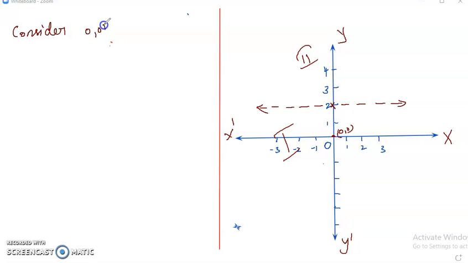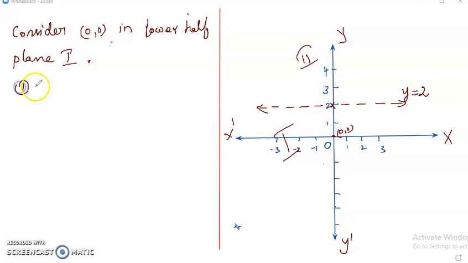Consider 0, 0 in plane 1, lower half plane. Lower half plane 1. And this equation is y is equal to 2. That you should write there. And now what is equation 1? Equation 1 is y is less than 2. So which implies 0 is less than 2. And that is true, right? So which is true.